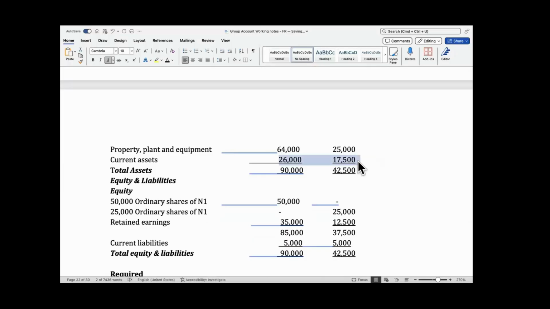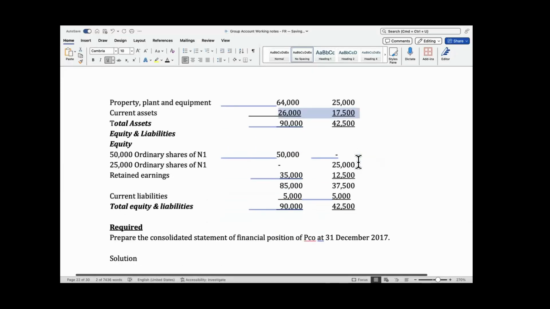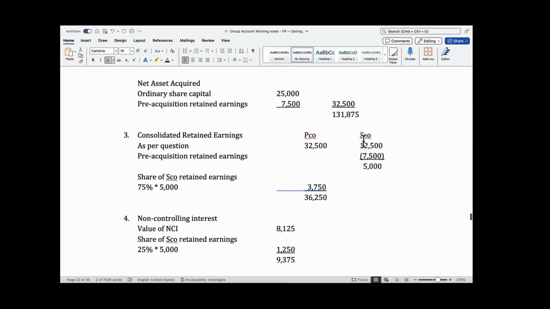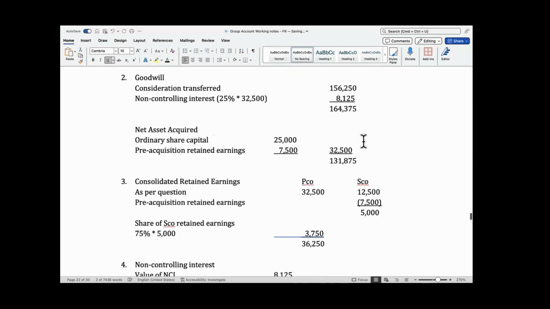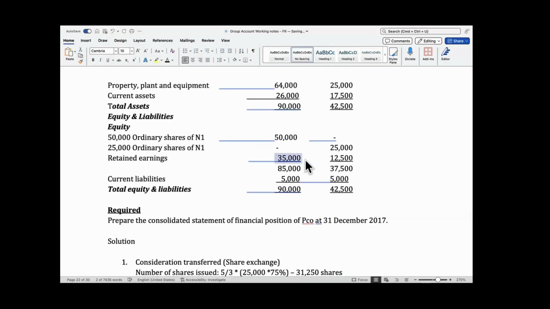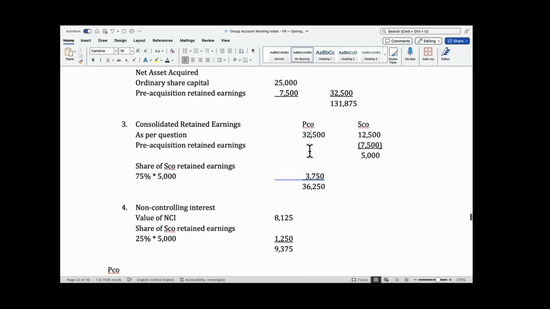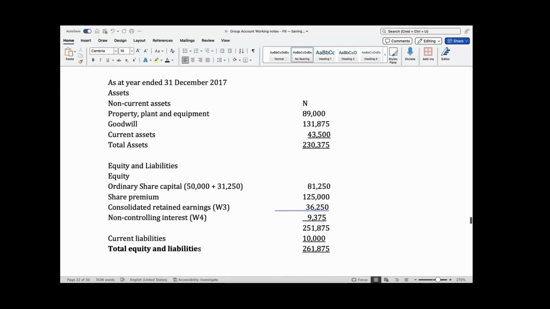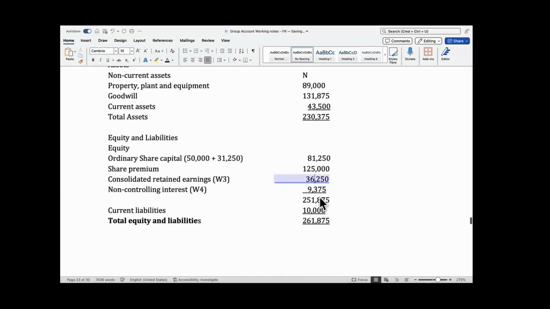So this should be the same now, the 43,500. And these others are the same, 35. But this 32,000 has changed to 35 in this correction. So that means this will change to 38,750.